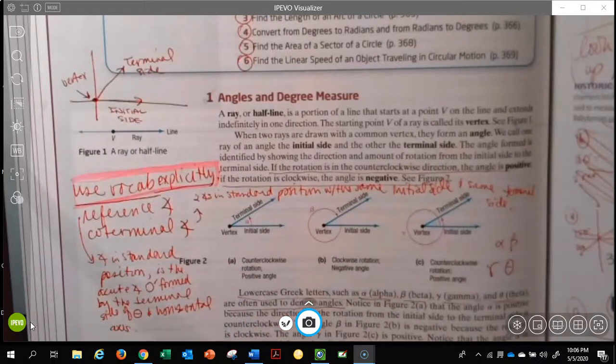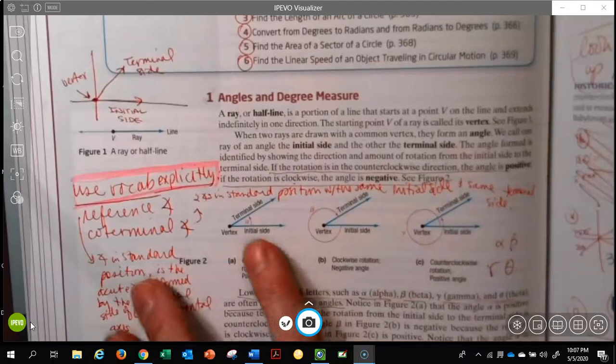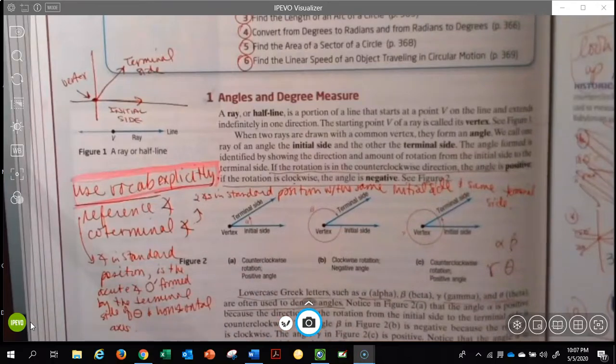I'm not going to get into that right now, but the things that we'll talk about, we're going to get to know that if they have the same terminal side and the same initial side, even though they may go around a bunch, we're still going to call them the same angle.